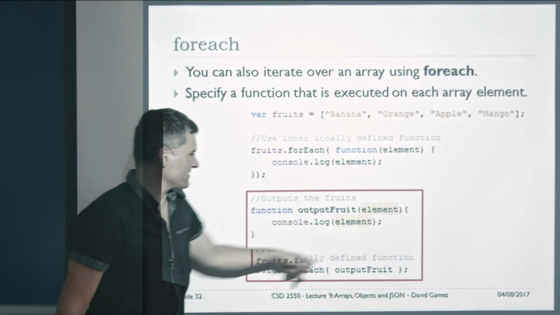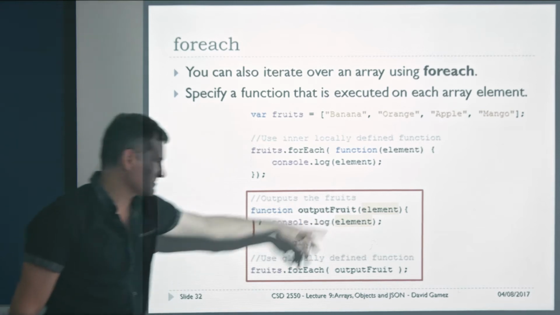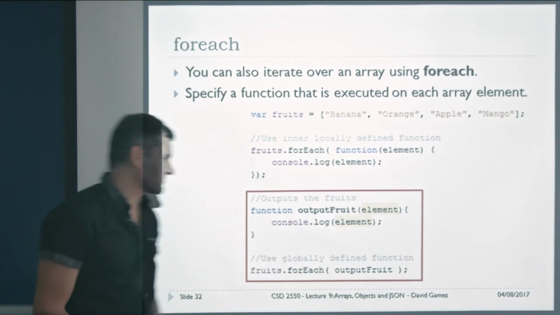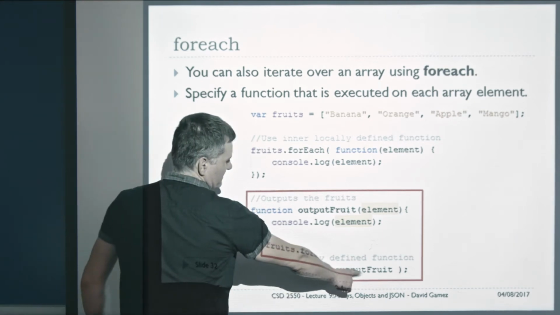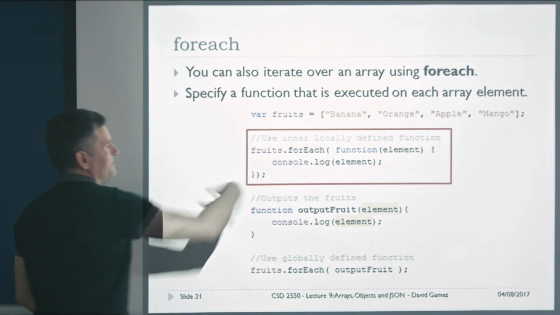We can also do it this way. We can define our own function, like outputFruit, with an element here, and console.log it, and then we can do fruits.forEach and then outputFruit. So here we're specifying a function that we've defined globally. Here we've got an anonymous function that's included in there.